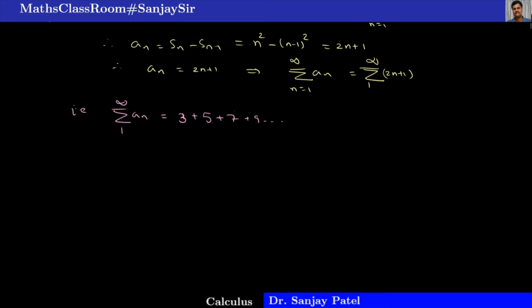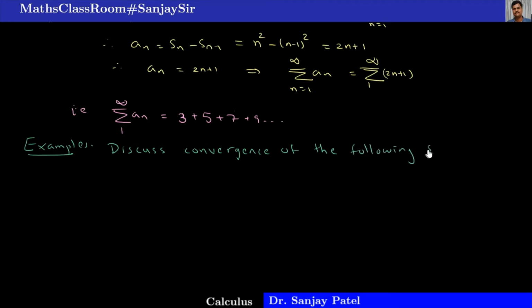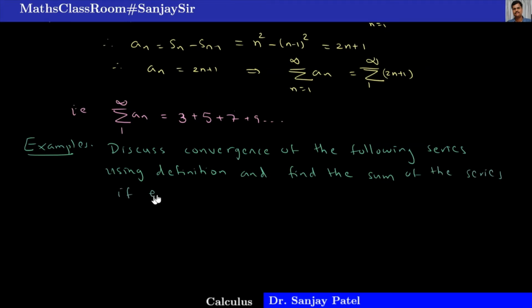So let us consider the first problem. Discuss convergence of the following infinite series using definition, and find the sum of the series, if it exists. If it exists means if the series is convergent, then we need to find the sum also. Otherwise, we just say it is not convergent or say divergent.